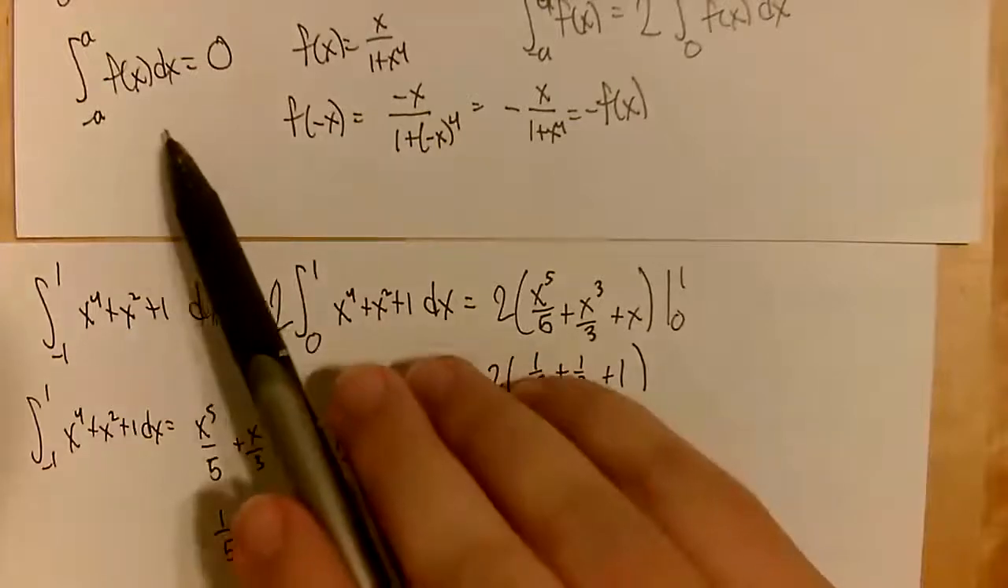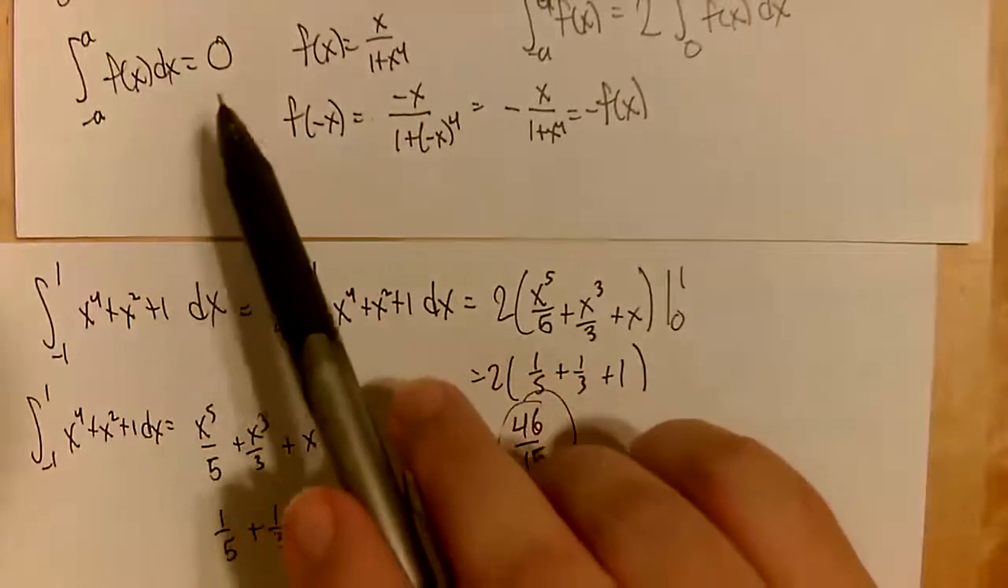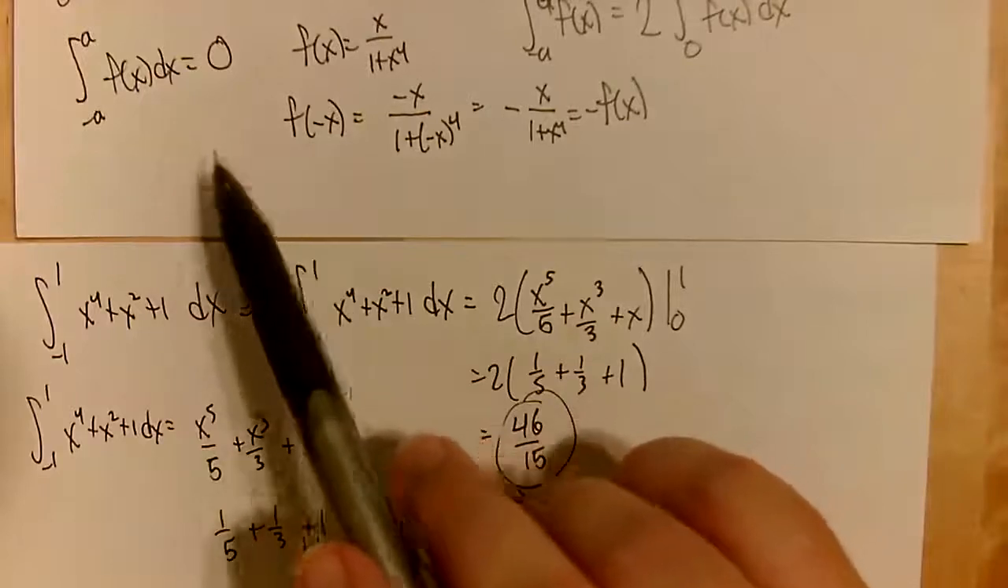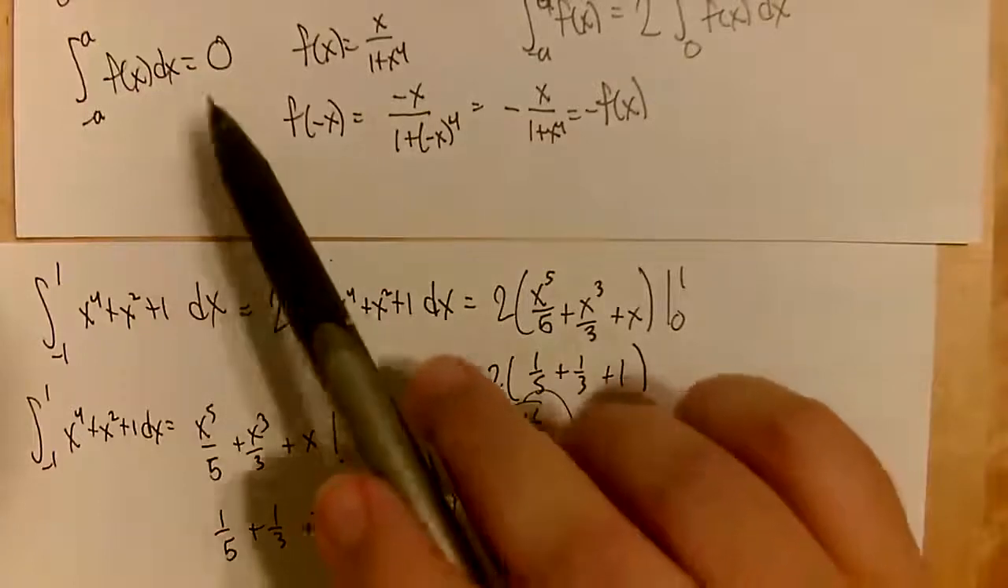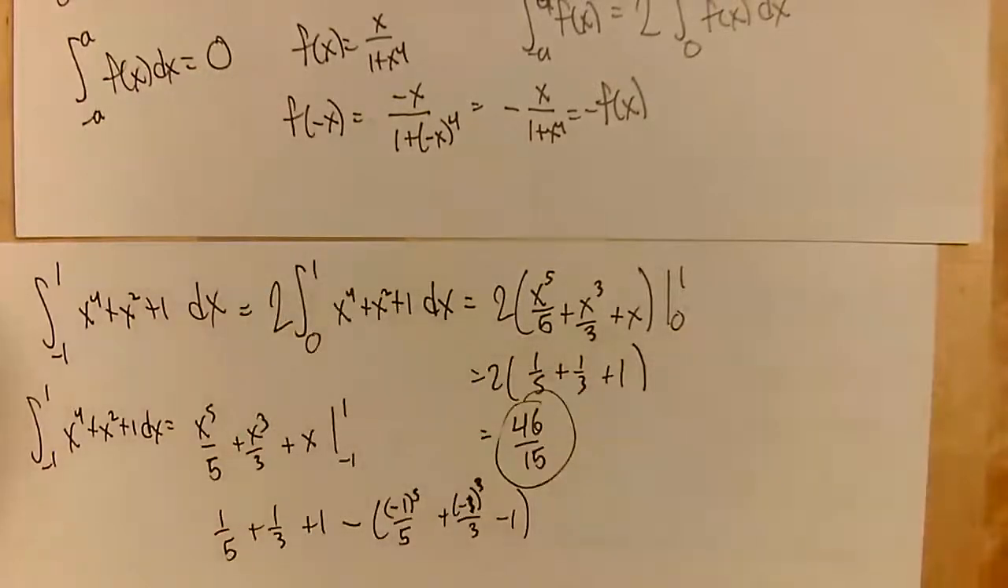I honestly think the odd function trick is really nice because you could just replace the whole integral with 0. So if you ever spot an odd function over a symmetric interval, don't bother actually doing the work for it. Simply remember that it's going to be 0. All right, that's it for today's lesson. I guess that's it for the whole course.